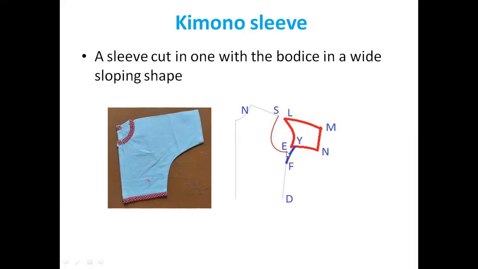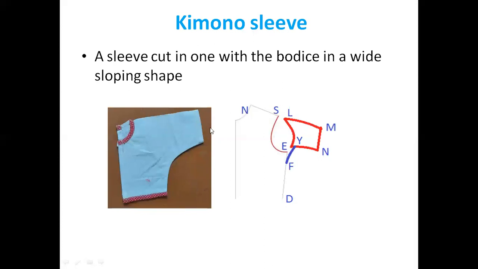So instead of going to E, directly we have to move on to L, M, N, then N, Y, then you have to move on to F. I will repeat it once again. You have to start from N, S, L, M, N, Y. Instead of going to E, you have to move on to F directly. So you will have a kimono sleeve pattern.